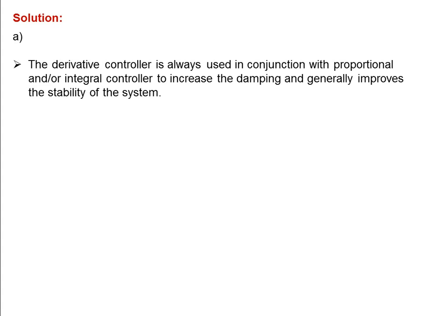So the reason we use a derivative controller in our system is to improve the stability of the system and improve the response of the system, because derivative controllers increase the speed of the response. However, they have two main issues that hinder their implementation in real applications, or the use of just derivative controllers.